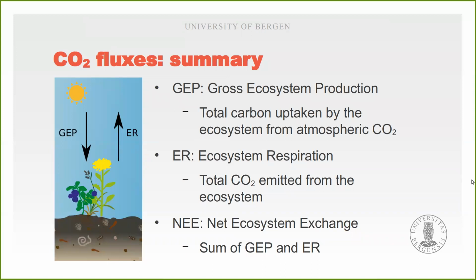So in summary, this is the slide you need to keep in mind for the course this summer. Gross ecosystem production is the total photosynthesis, the total transfer of carbon from the atmosphere to the ecosystem through photosynthesis. Then ecosystem respiration is the total emission of CO2 from the ecosystem to the atmosphere. And then the net ecosystem exchange is the sum of those two.